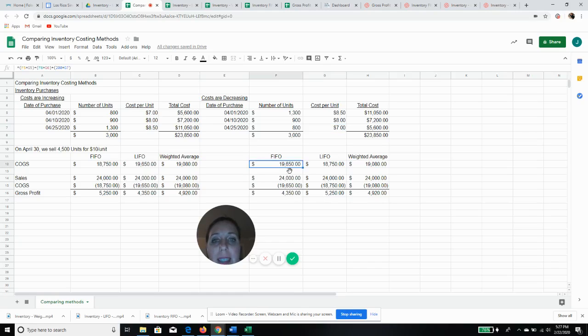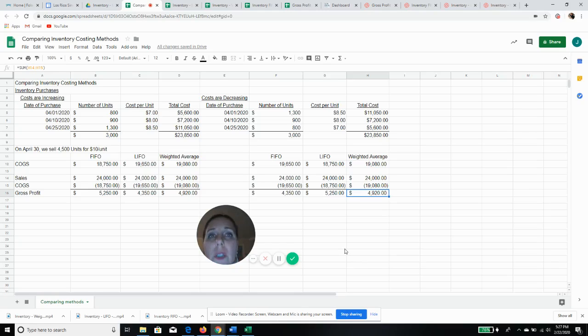So in this case, FIFO gives us the highest cost of goods sold, and LIFO gives us the lowest cost of goods sold. Weighted average is unchanged. So from a gross profit perspective, we have the smallest gross profit using FIFO, the highest gross profit and therefore net income using LIFO, and weighted average is exactly the same. So why is this important?